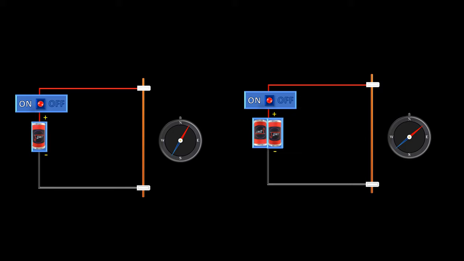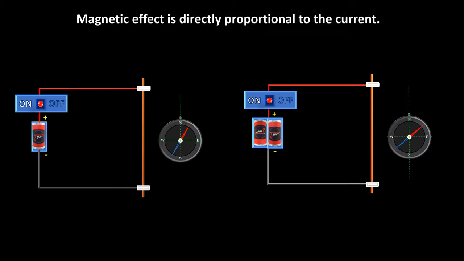The deflection is more than the previous one. Thus, the magnetic effect is directly proportional to the current. So what we have observed is that by increasing the current, deflection also increases.